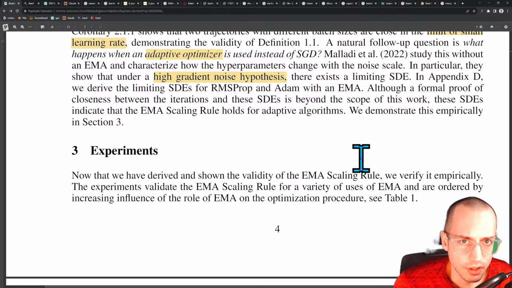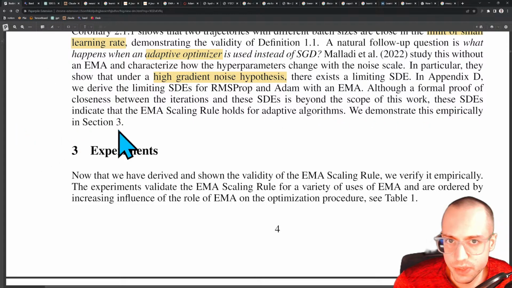Okay. Although a formal proof of closeness between the iterations and these SDEs is beyond the scope of this work, these SDEs indicate that the EMA scaling rule holds for adaptive algorithms. We demonstrate this empirically in section 3.